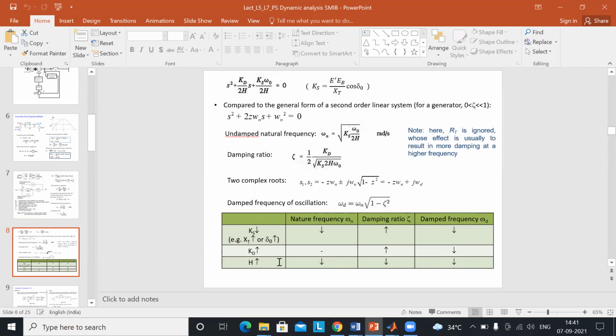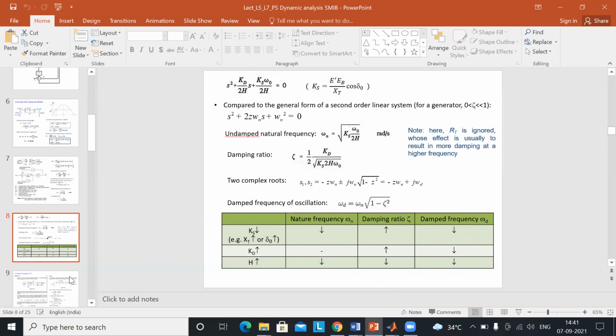These you can say are the system parameters, and these you can say are the operational quantities, because the natural frequency, the damping ratio, the damped frequency, all these can vary, right? They will change. So these are the operational quantities, operational variables here.